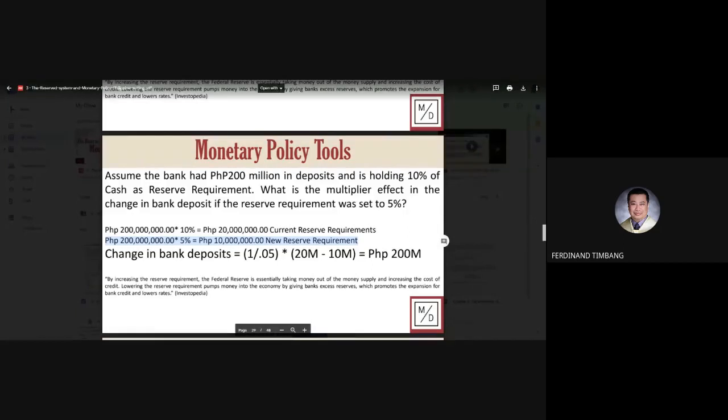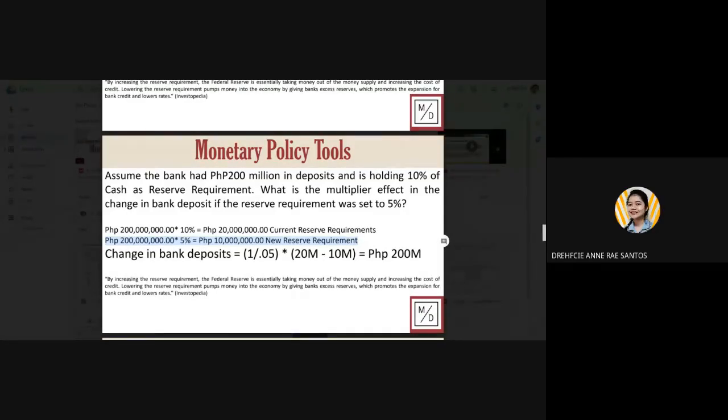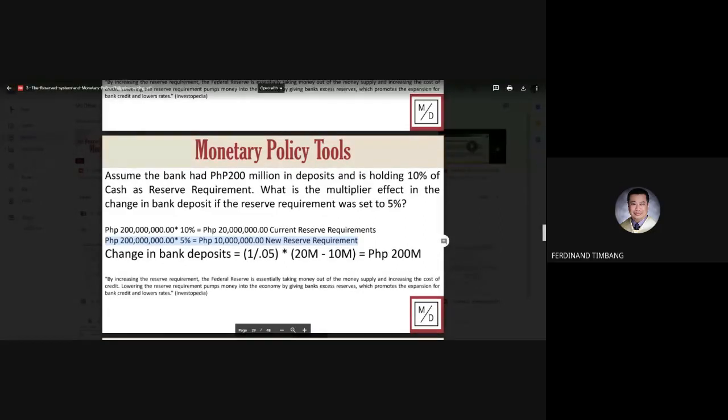Nakuha, class? Naintindihan? Yes po, sir. Naintindihan ba yan? Yes po, sir. Okay, so ganun siya. So kung binabaan yung reserve requirement, meaning the money supply in the economy will increase. So they can lend this money, no? Yung mga banks. Pero tingnan natin yung isang effect.